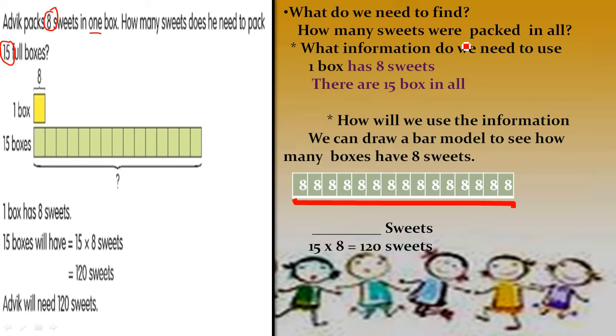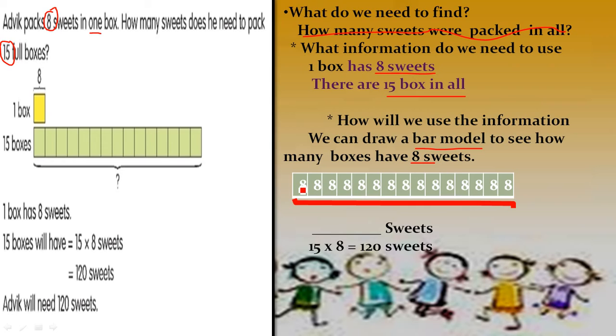So, what do we need to find? How many sweets were packed in all? And what information do we need to use? That one box has 8 sweets and that there are 15 boxes in all. So how will we use this information? We can draw a bar model to see how many boxes have 8 sweets.